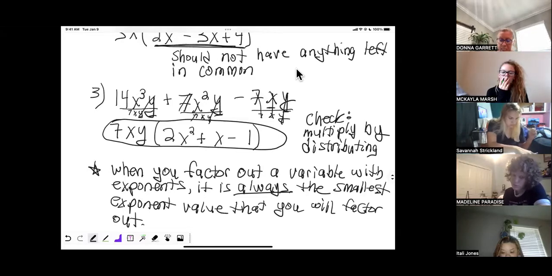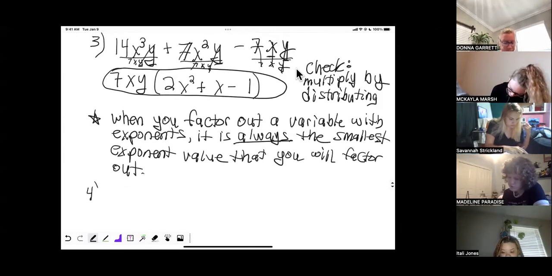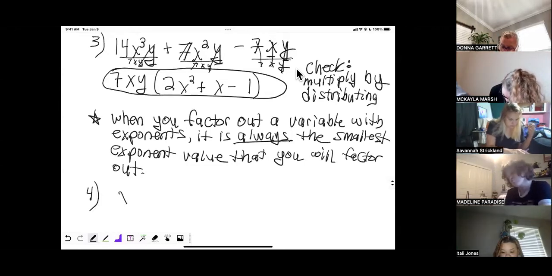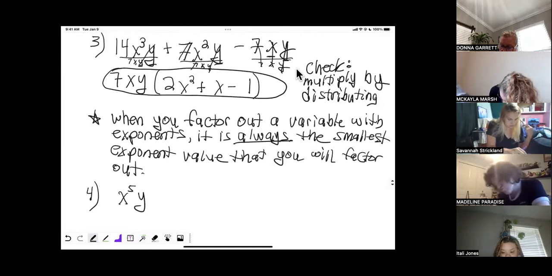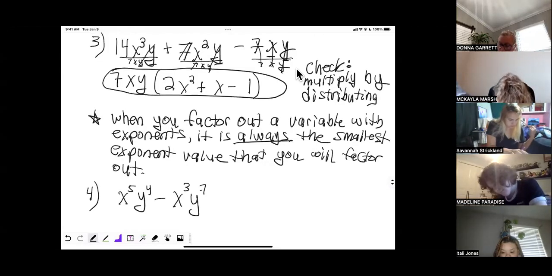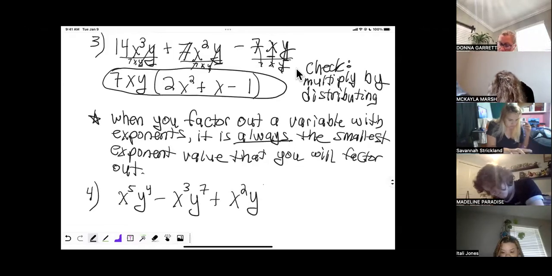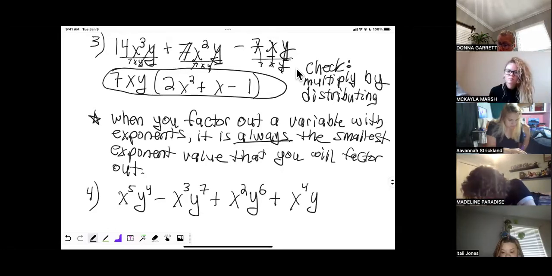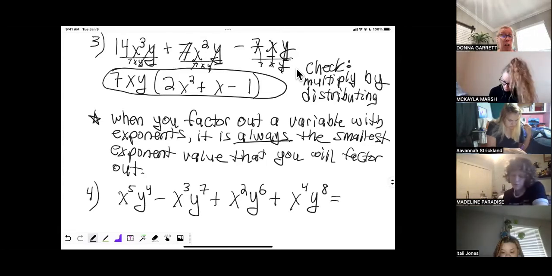I'm just going to make one up so you can see it. Okay, 4. Let's say I have x to the 5th, y to the 4th, minus x to the 3rd, y to the 7th, plus x to the 2nd, y to the 6th, plus x to the 4th, y to the 8th. Looks complicated, but think x and then think y.